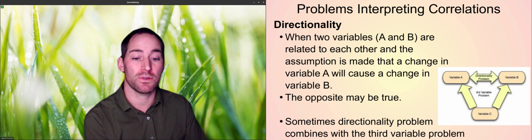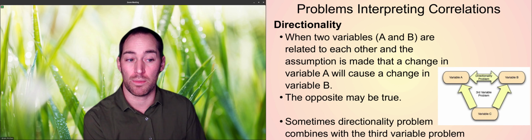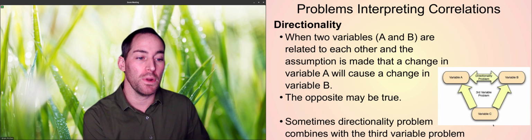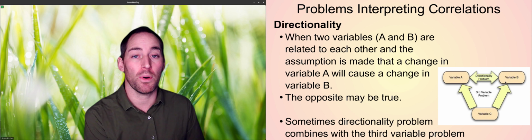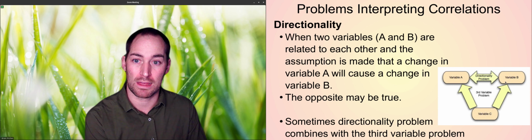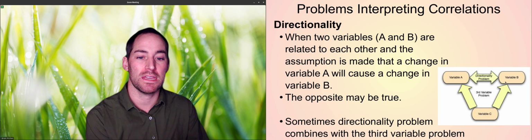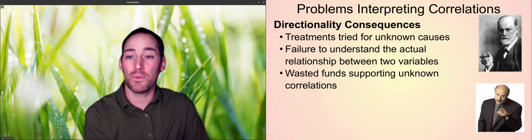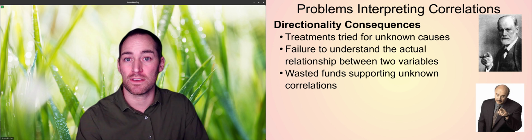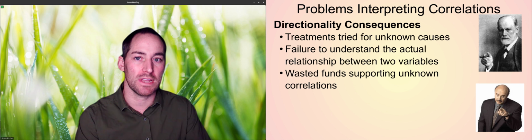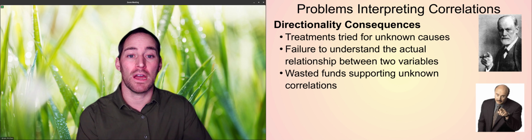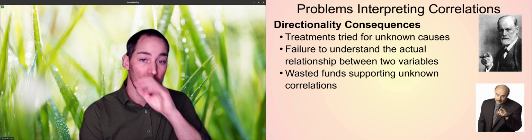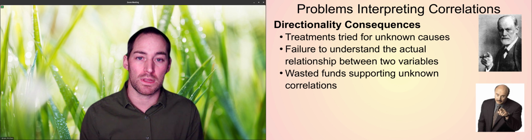So sometimes the directionality problem combines with the third variable problem. Maybe it looks like A and B are positively correlated, but really it's because variable C is causing both of them to increase at the same rate or something like that. So directionality can also add on with this third variable problem. So with that, if we have these misunderstandings of directionality and we just have correlational data, it might be that we are trying to treat symptoms rather than the causes of those symptoms, right? We want to be able to understand the actual relationship between variables.